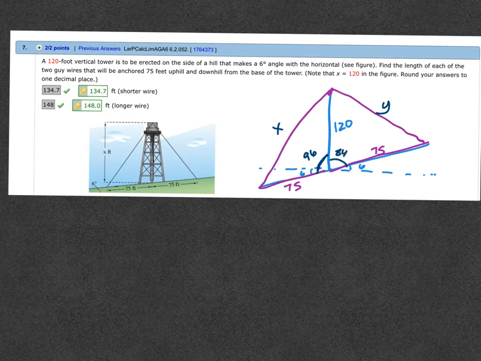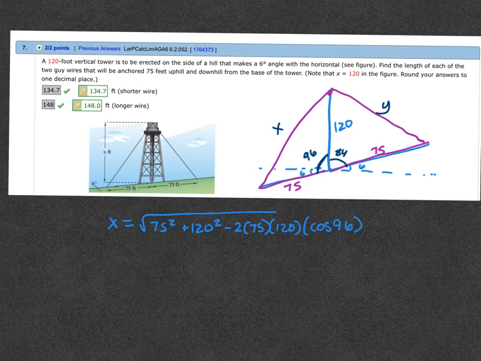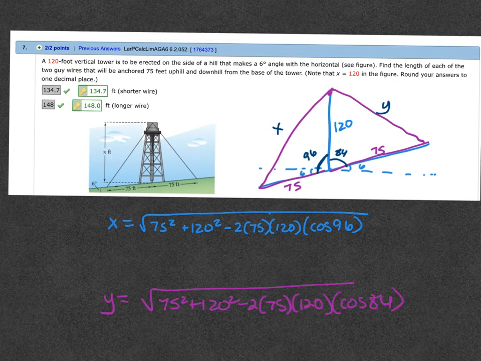So now I set it up, right? This is side angle side again. X would equal the square root of 75 squared plus 120 squared minus 2 times 75 times 120 times the cosine of 96. And then Y would equal the square root of 75 squared plus 120 squared minus 2 times 75 times 120 times the cosine of 84. The shorter wire would have been the Y, 134.7, and the X, 148.0.